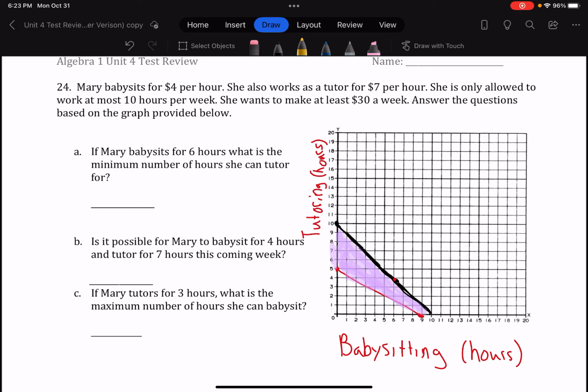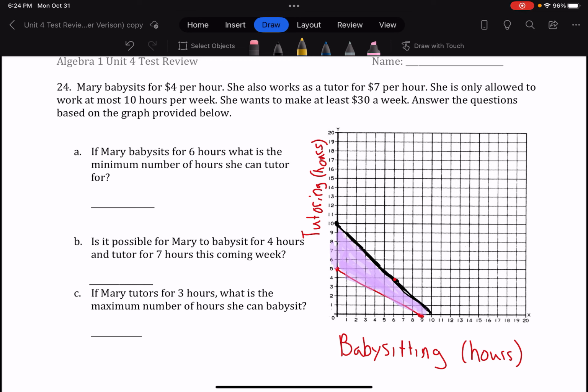So the shaded region is actually where we are going to find where she is working 10 hours per week, but making that $30 a week. So that's her sweet spot here. Now, does she have to work all of the 10 hours? No, she just can work at most 10 hours. And does she only have to make $30? No, but she wants to make at least $30. So she can make above the $30, but she can't make less than it. And she can work 10 hours, but she can't work more than 10 hours.